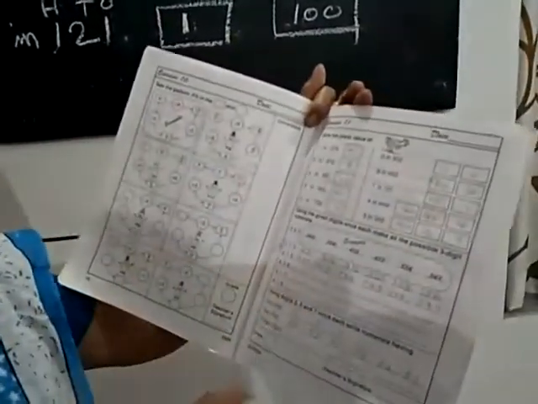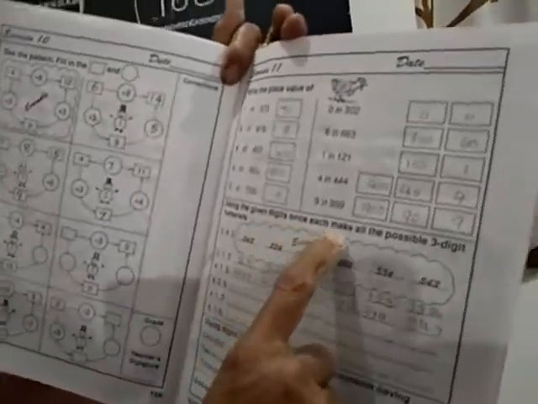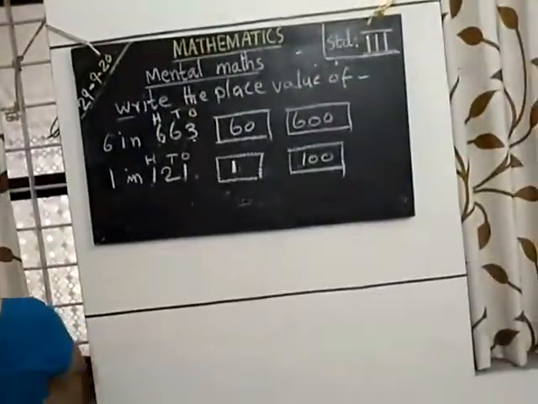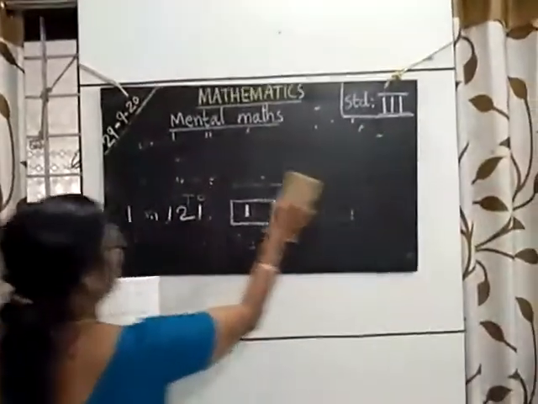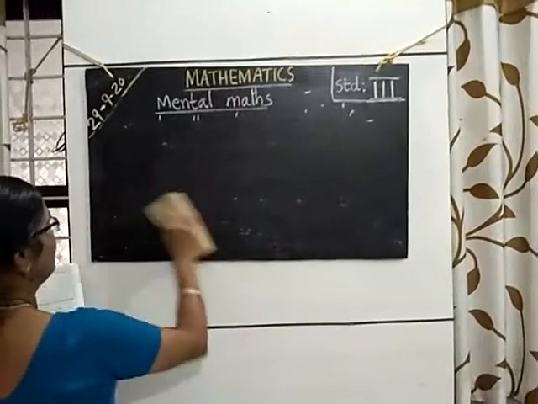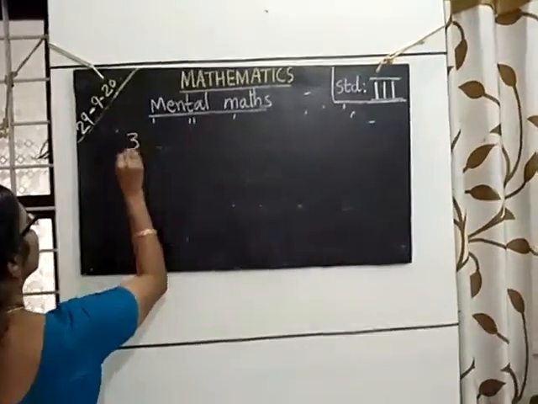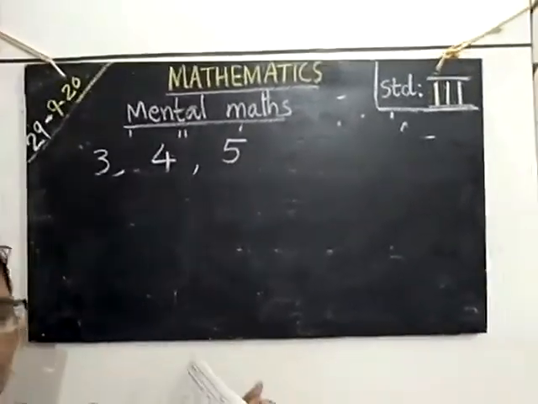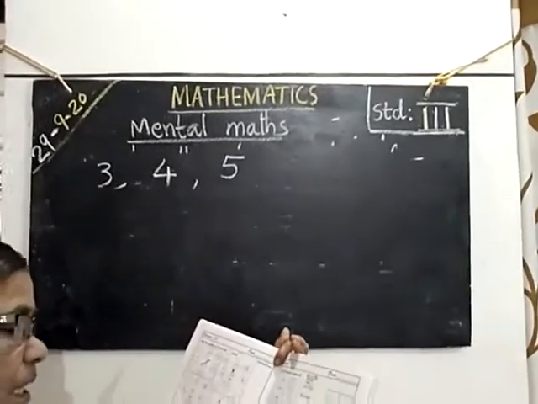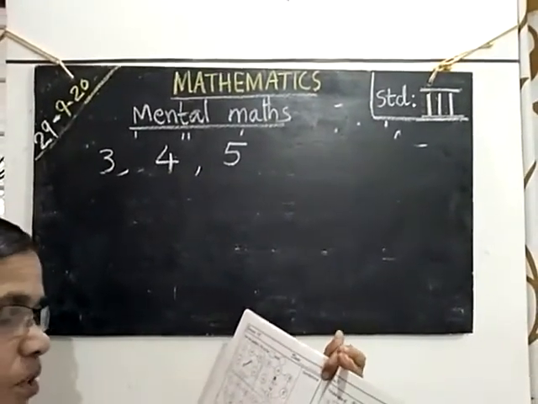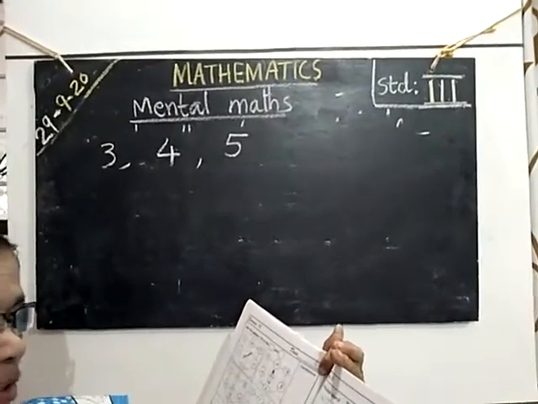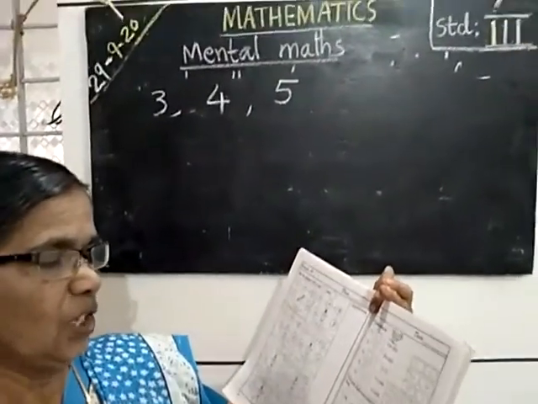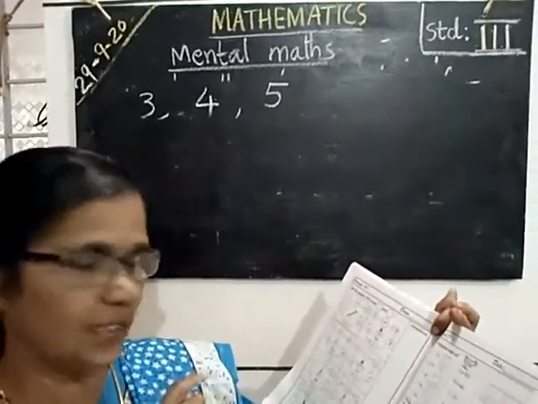Then next question. Using the given digits once each, make all the possible 3-digit numbers. Numbers 3, 4 and 5. 3 digits are given to make numbers. You have done it in the previous classes. Using these 3 digits, you make as many numbers as there are. First example: 345, 354, 435, 453, 534, 543.